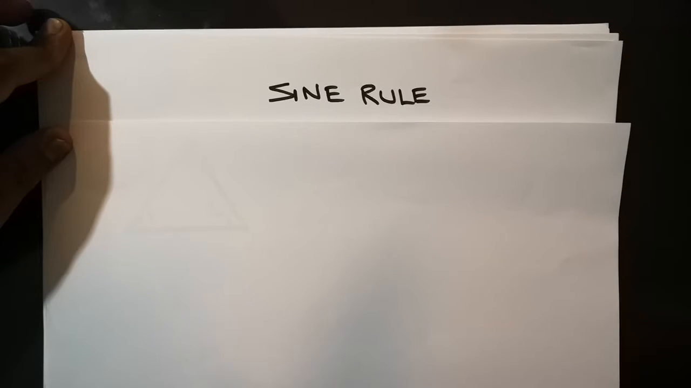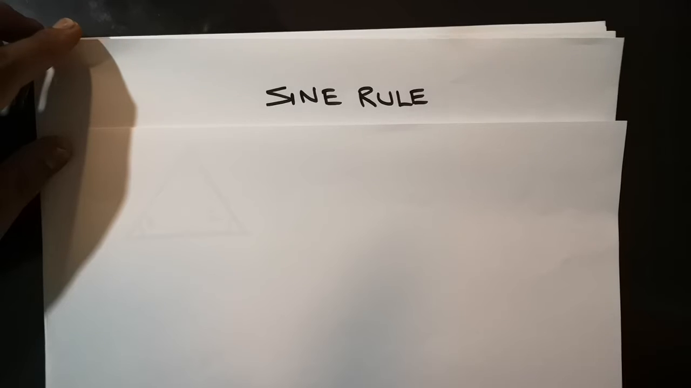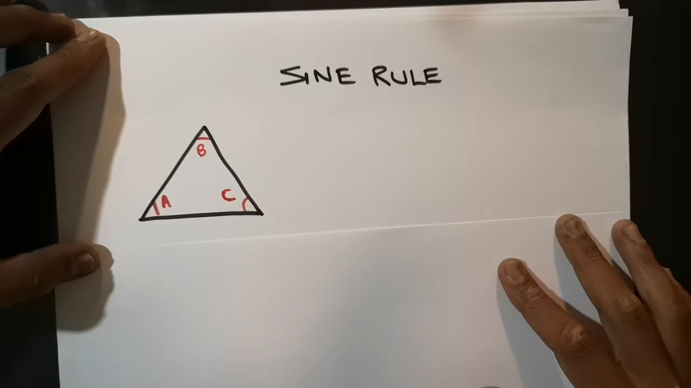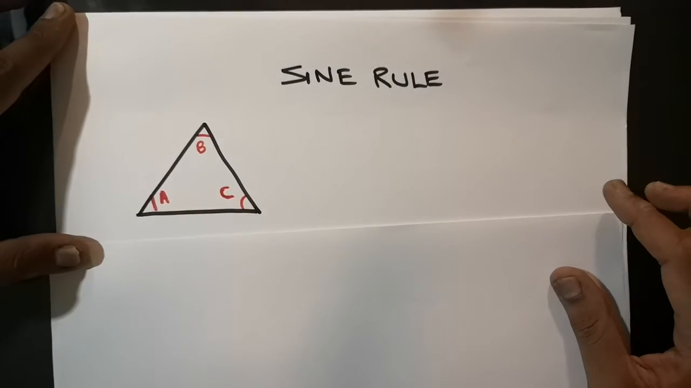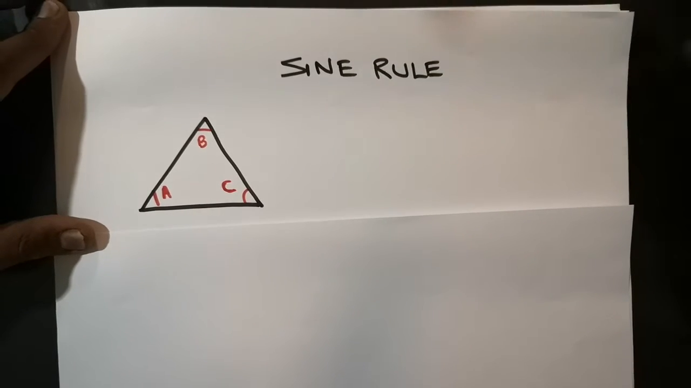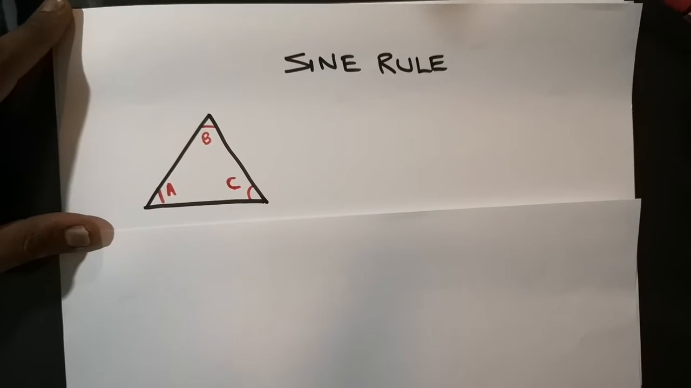So what happens if you have a triangle that isn't a right angle triangle? Something like this. When you have something like this, none of it is 90 degrees, right? You can use something called the sine rule to find the unknown length or unknown angle.